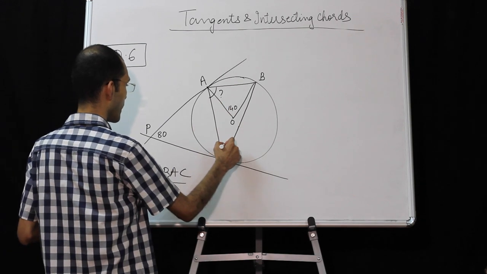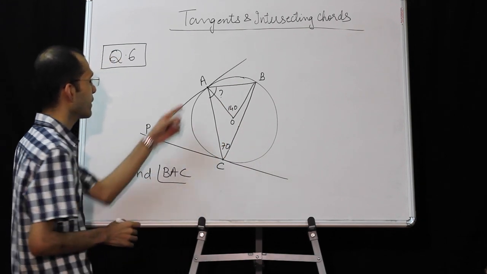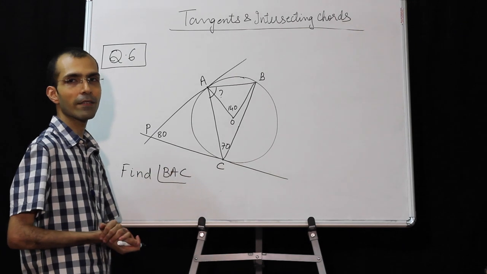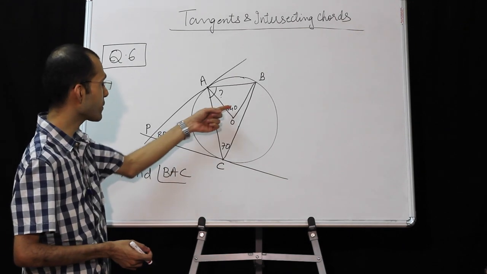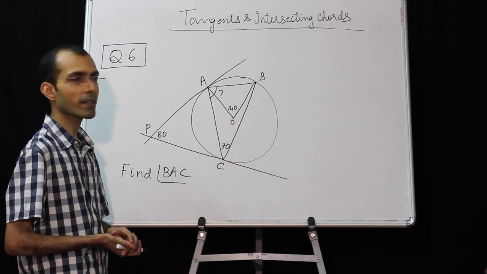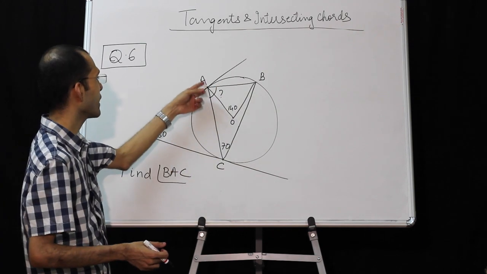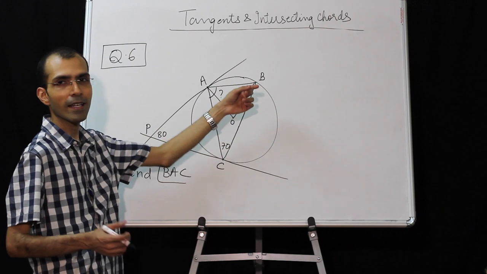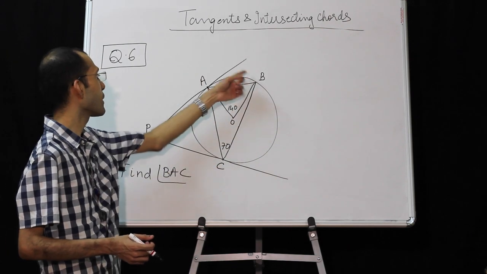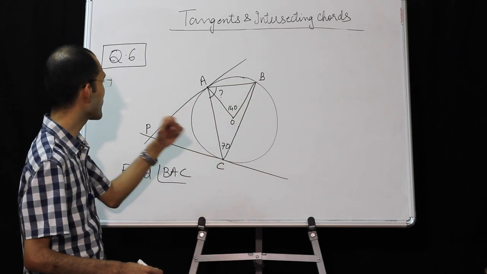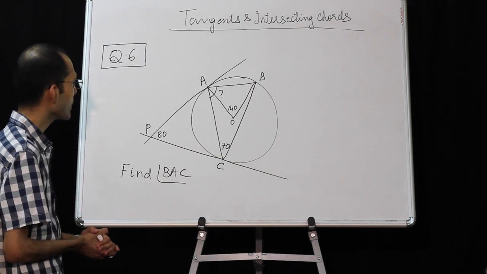This is 140. So this will be 70. Angle ACB will be 70. Angle at the center is twice the angle at the circumference. And the mouth of the arc is the same. By this time now you are well versed with it. AOB, mouth of the arc is AB. ACB, mouth of the arc is AB. So this is 70. Okay. What else can be done?